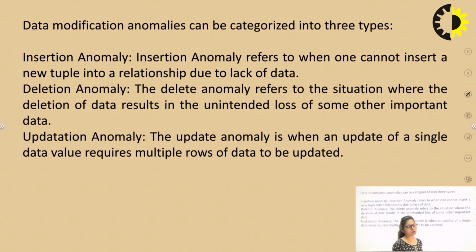Next one is updation anomaly. The update anomaly is when an update of a single data value requires multiple values of data to be updated. Suppose in the CSE department, we have one faculty member whose name is XYZ, and now he leaves the college. After that, all the load of that faculty member will be given to another faculty member. Now, in every place, we need to change his name to the new faculty member. This is called updation anomaly.